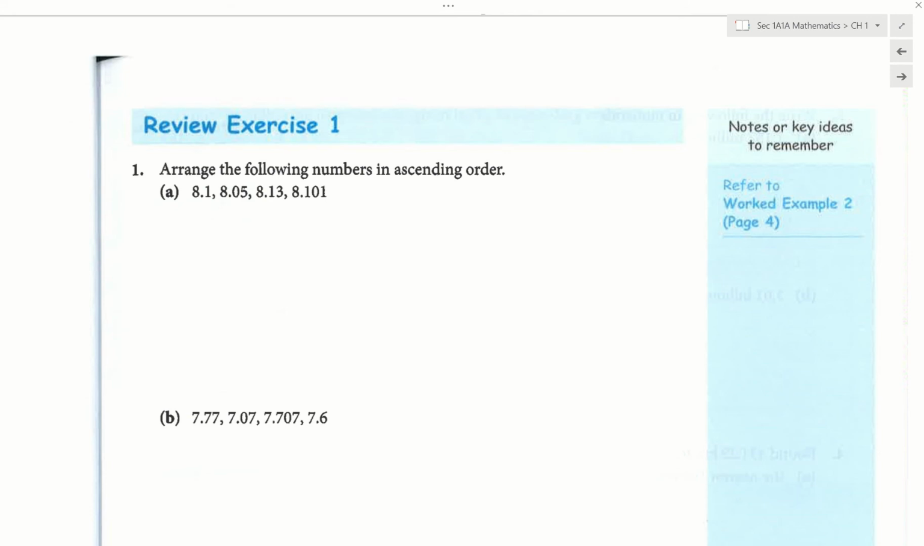Haven't done, automatically stand up to volunteer. Don't make me go around and search for you. Okay? Be brave. You didn't do something, own up. Anybody else? Page 15. Until page 15. Anybody else?